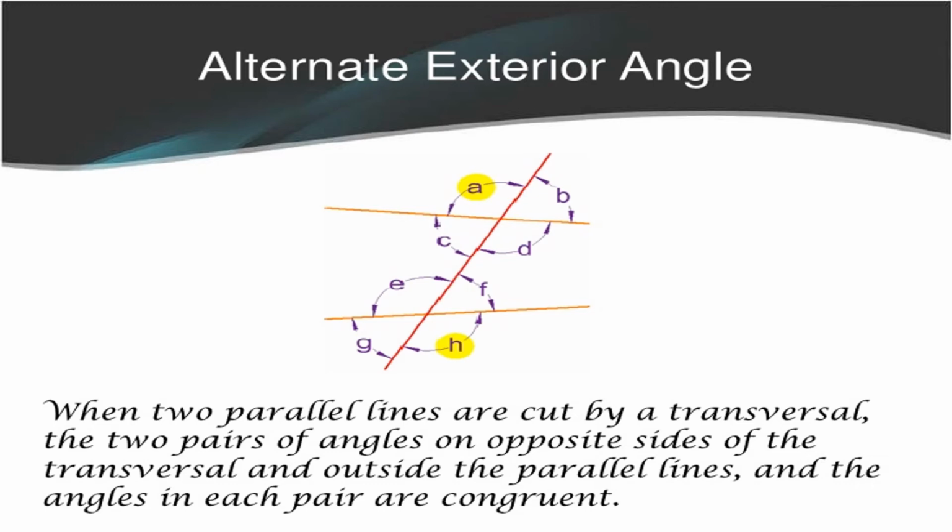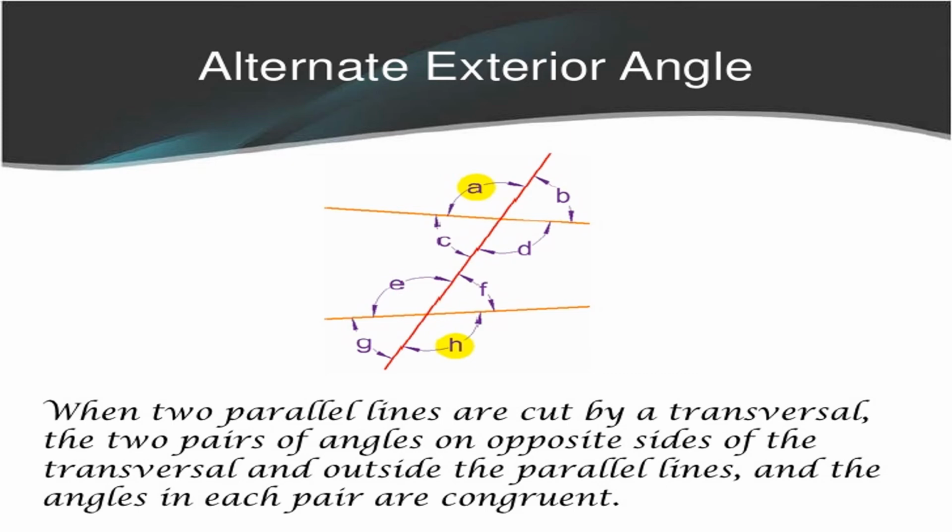Now alternate exterior angles. As the word exterior indicates, these are angles which are outside of the parallel lines. When two parallel lines are cut by a transversal, the two pairs of angles on opposite sides of the transversal and outside the parallel lines, and the angles in each pair are congruent.